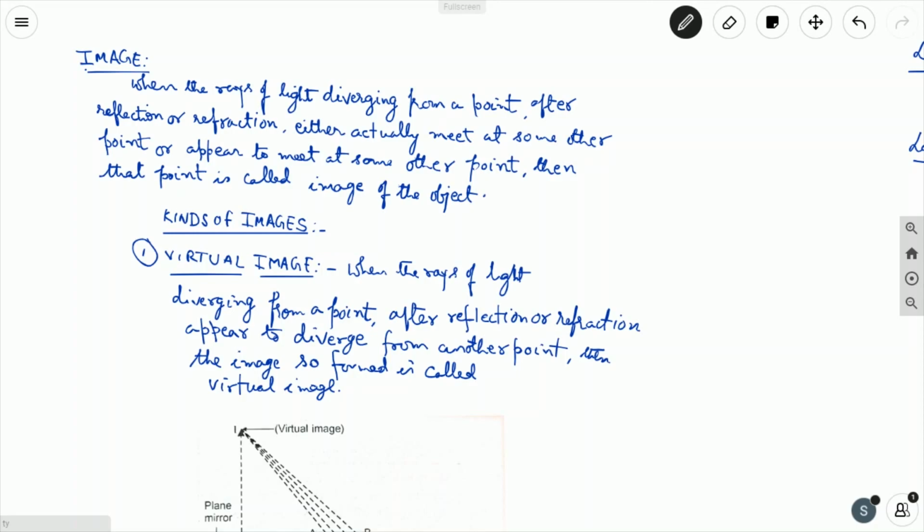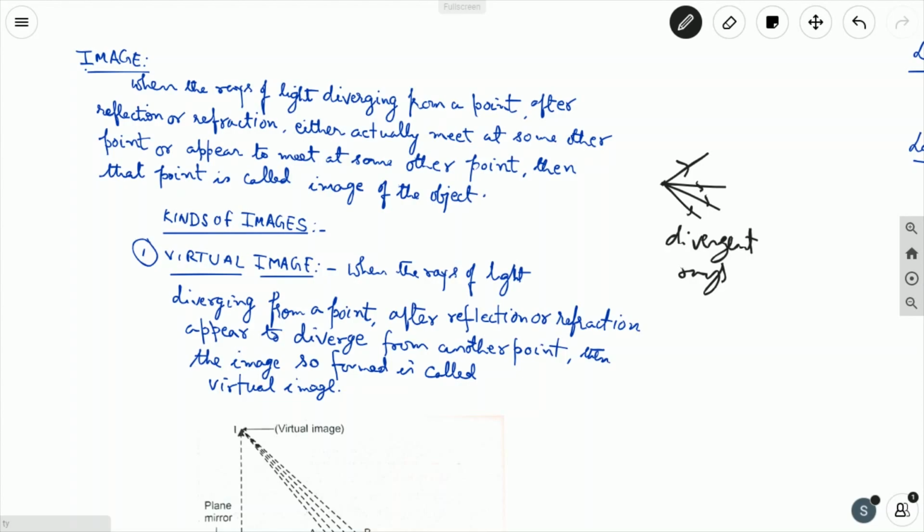When the rays of light diverging from a point, after reflection or refraction, either actually meet at some other point or appear to meet at some other point, then that point is called the image of the object. Diverging from a point. So here, for example, the rays of light diverge from a point. These are the divergent rays.